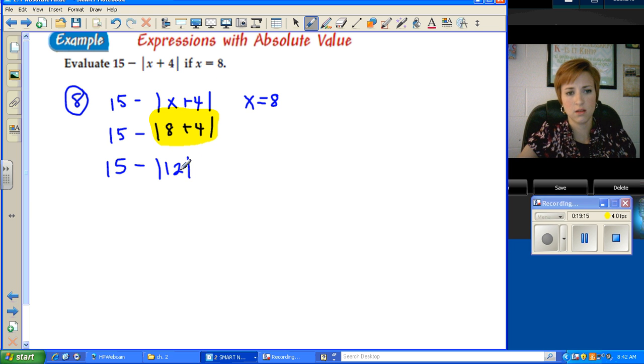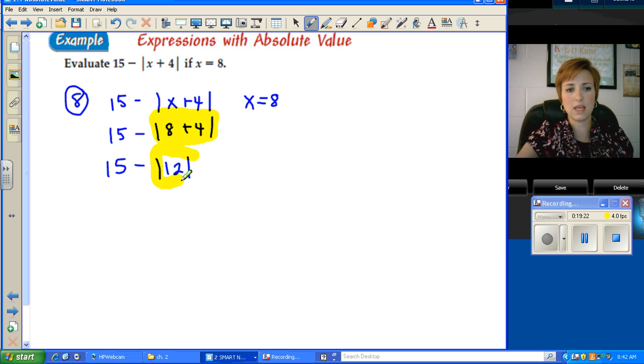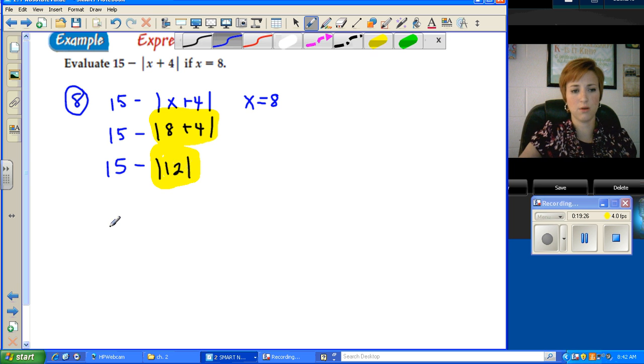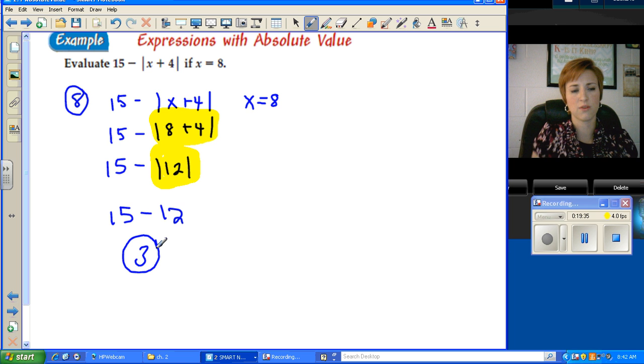And then I still have to work with my absolute value bars, so they're still grouping, and say, what is the absolute value of 12? The absolute value of 12 is 12, so 15 minus 12. 15 minus 12 is 3. There we go. We're finished.